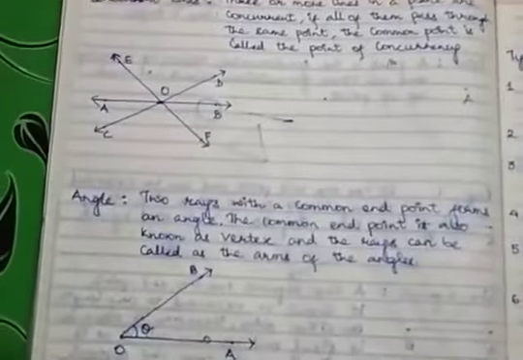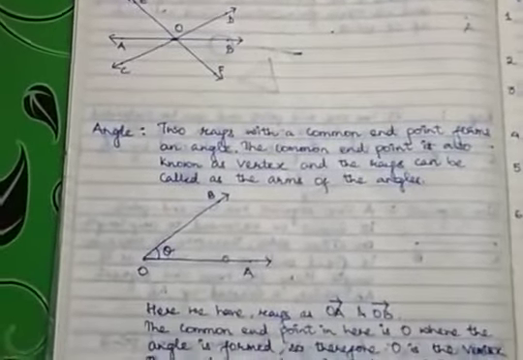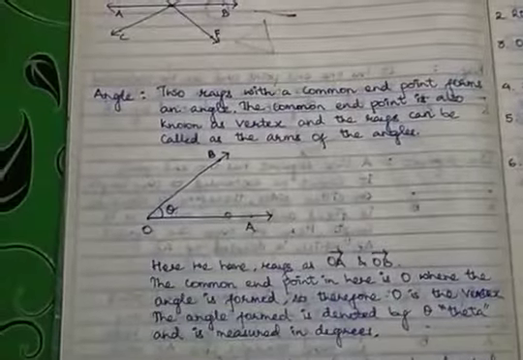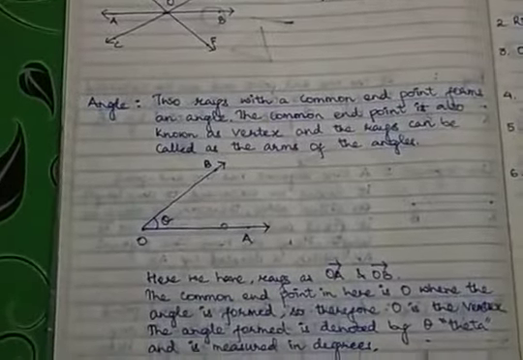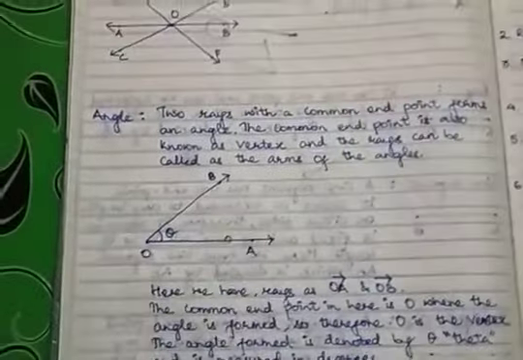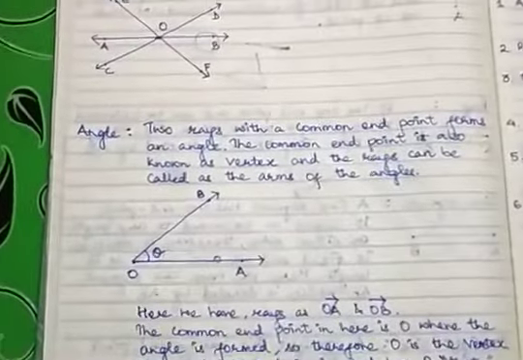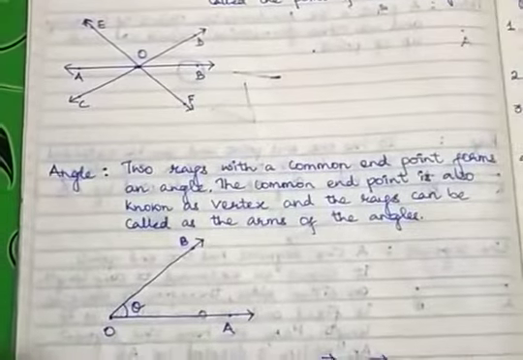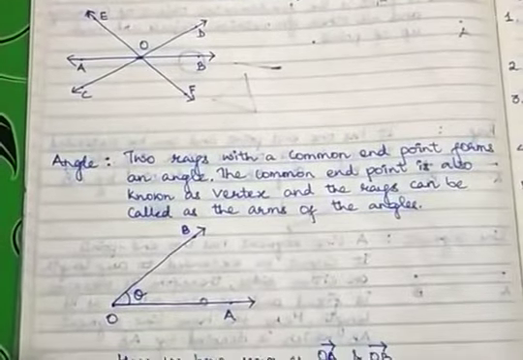Now the most important one is this one. Okay. This is the most important one. What I want you to do is please focus on this one. This is the most important of all. Okay, so now ray, angle. Yes, how angles are formed.